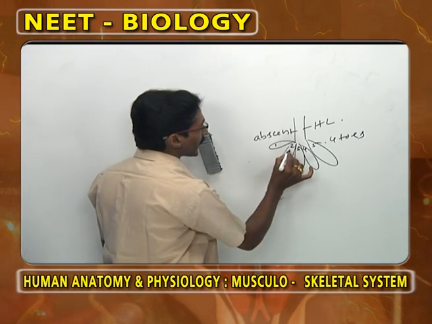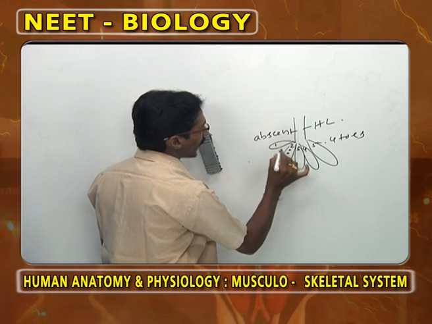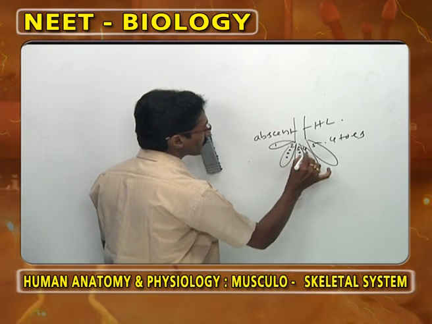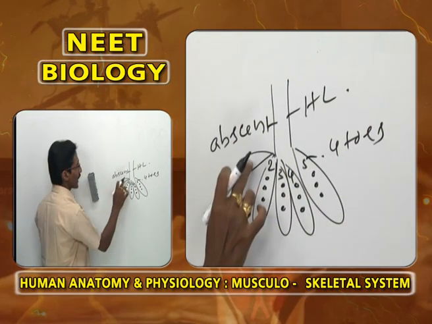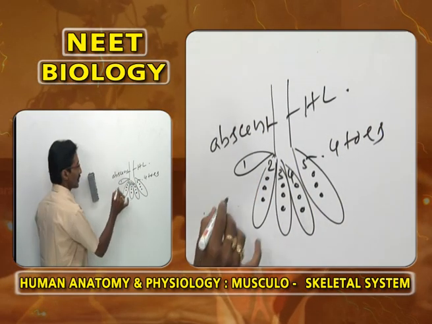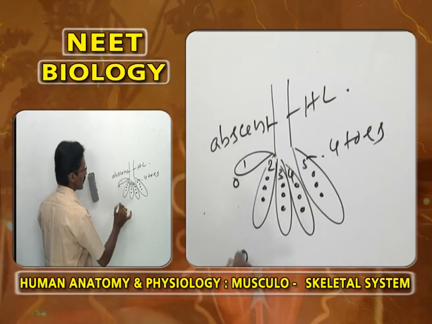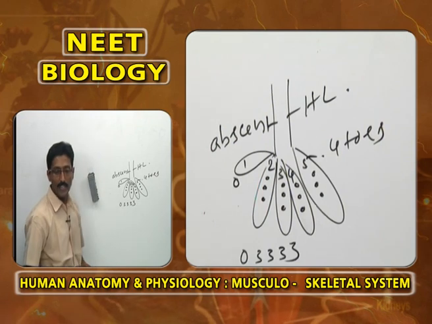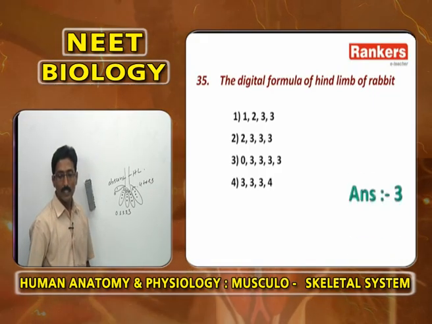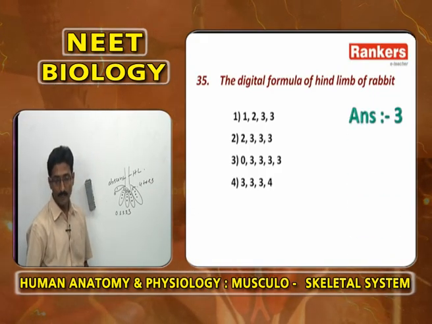Now, in the second toe, how many phalanges? 3, 3, 3, 3, 3. Here this toe is absent. So, 0, 0, 3, 3, 3, 3. Now, what is the answer? Now, we go for the next question.